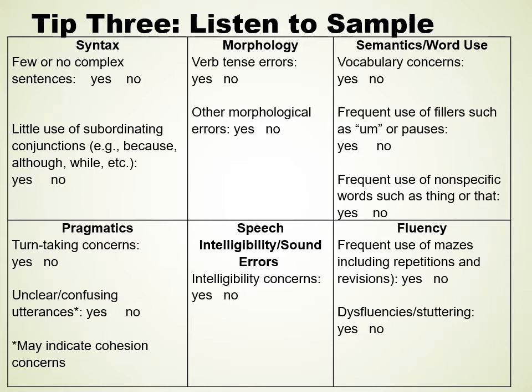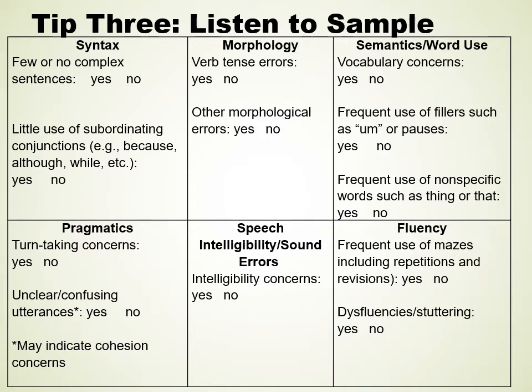We won't be talking about speech intelligibility or sound error analysis, but obviously language samples provide a lot of information about speech sound disorders, so here you could note intelligibility concerns and even write specific substitution, distortion, or omission errors. And finally, in the area of fluency, you might note frequent repetitions and revisions, which are referred to as speech disruptions or mazes, and actually fillers and pauses are also mazes. If you notice those, you might want to do a speech disruption analysis, which we'll be covering.